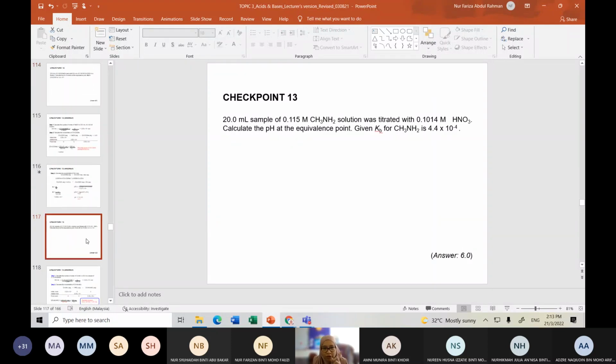Okay, so we have one more checkpoint, which is checkpoint 13. So let's do it together. I hope that everybody has completed this checkpoint. Saya mungkin akan sedih kalau siapa yang tak buat tu, ataupun saya marah. So let's just assume untuk this checkpoint that everybody has done it, and we will discuss it. Okay, let's go through the question.